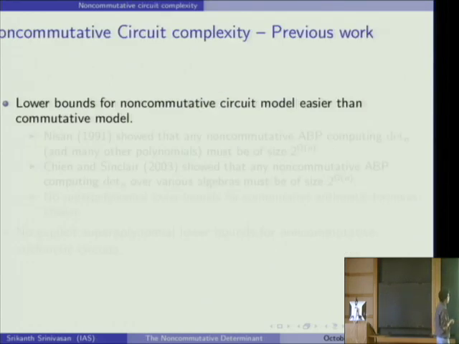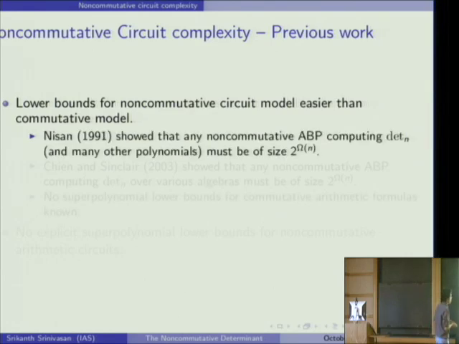So the first person to look at lower bounds for a non-commutative circuit model was Nisan, who showed that any non-commutative ABP computing, for example, the determinant polynomial must be of exponential size. So, in contrast to the commutative model where we look at commutative polynomials and where we don't have any lower bounds at all, here it turns out that even for fairly natural polynomials, we can say that any ABP computing them must be of size 2 to the omega n. So what underlying field does this assume? So this works over any field.